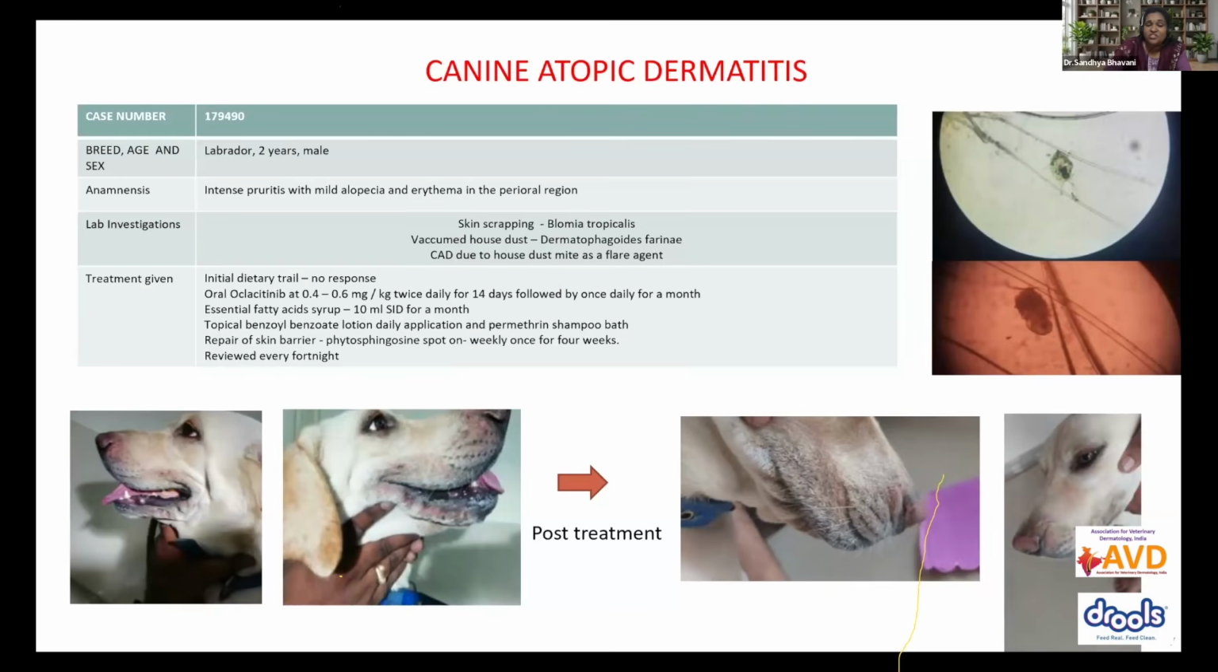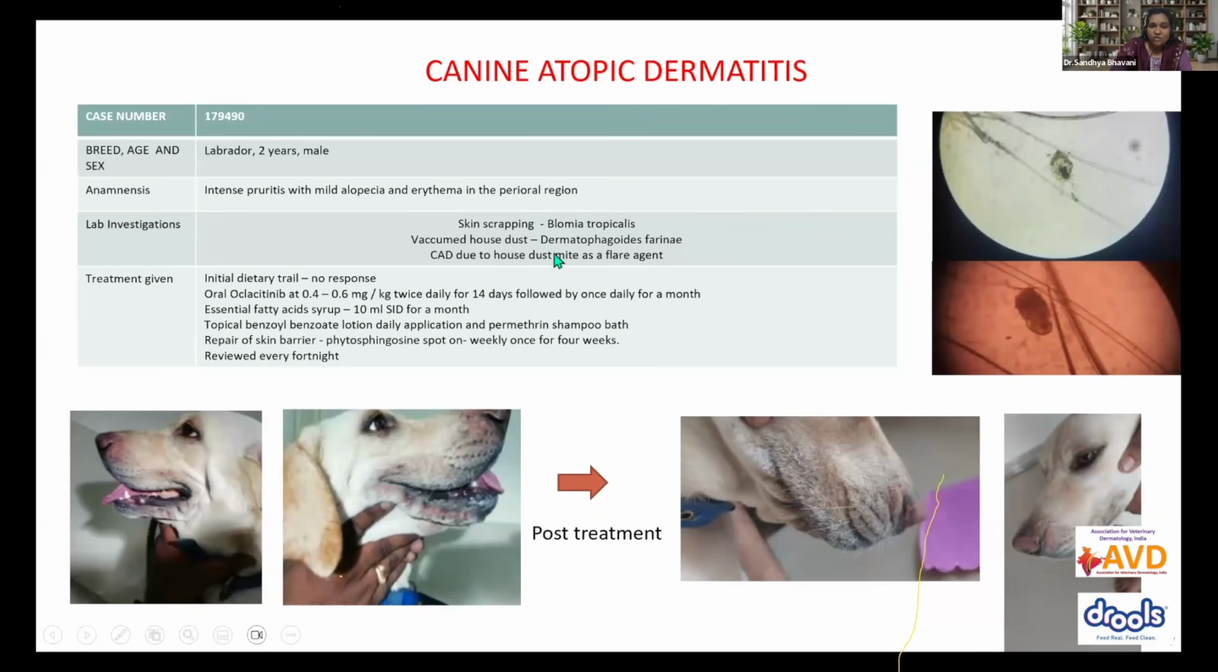This dog came with a lesion on the oral cavity. You can see papular eruptions, erythematous eruptions on the oral cavity alone, and there is a mild color change. So when we did a skin scraping, in the skin scraping itself, we could find the house dust mite called Blomia tropicalis. There will be lots of filamentous forms present.